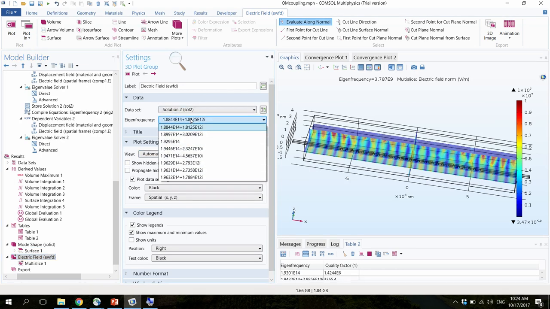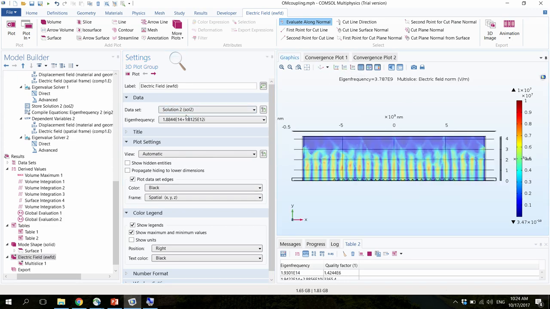So now you go to the electric field, and then let's look at the optic modes that we can get from this.